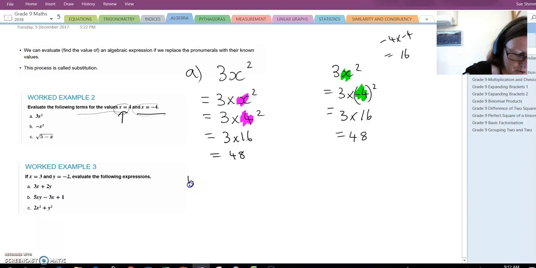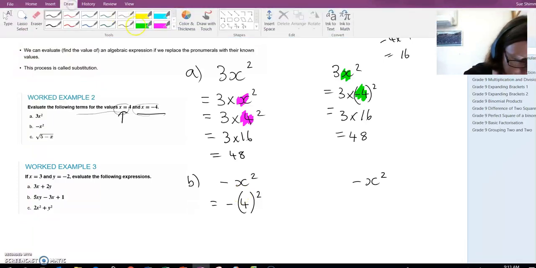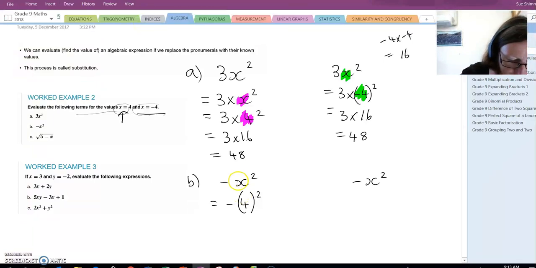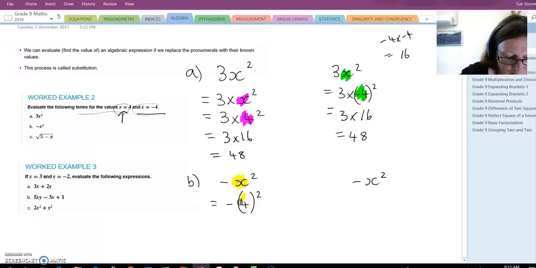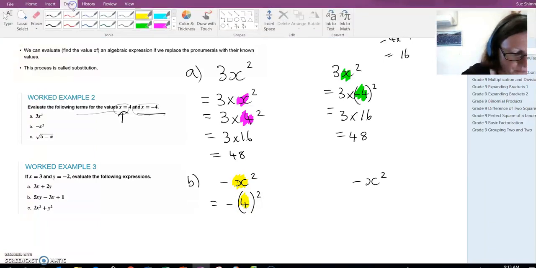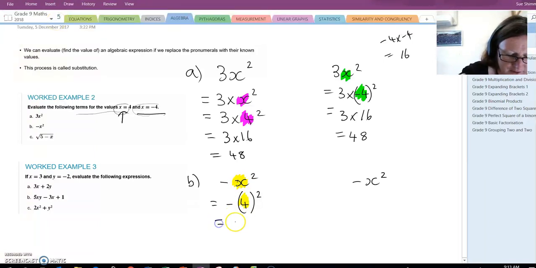The next example, negative x squared. So it wants us, instead of x, to put 4. So negative 4 squared. So what we've done is, instead of x, we put 4. So it's negative, and 4 squared is 16, so it's negative 16.